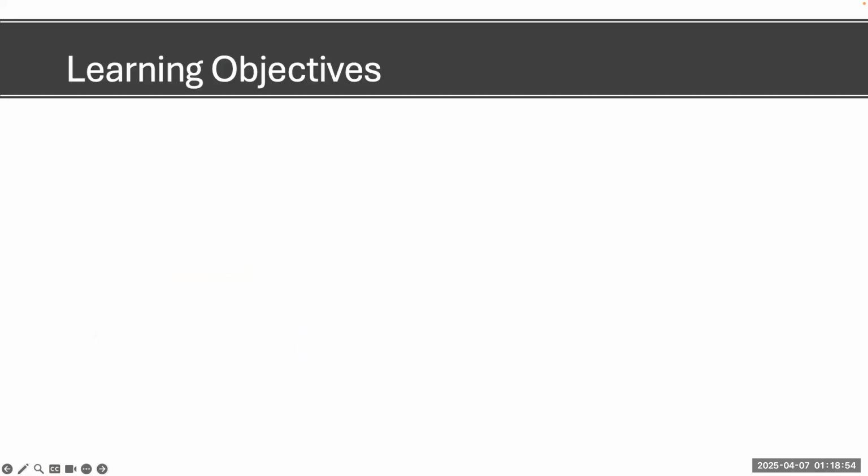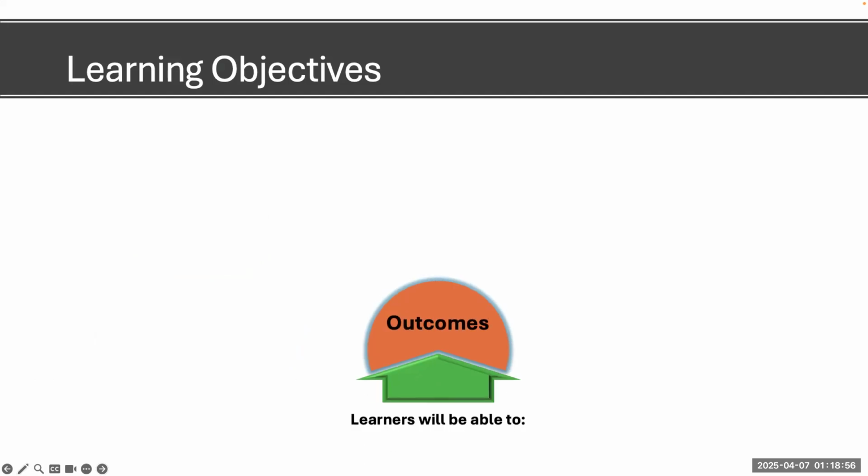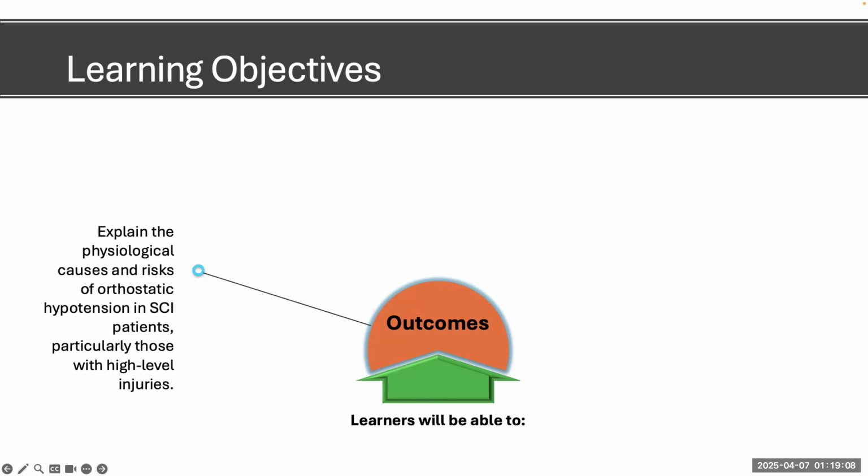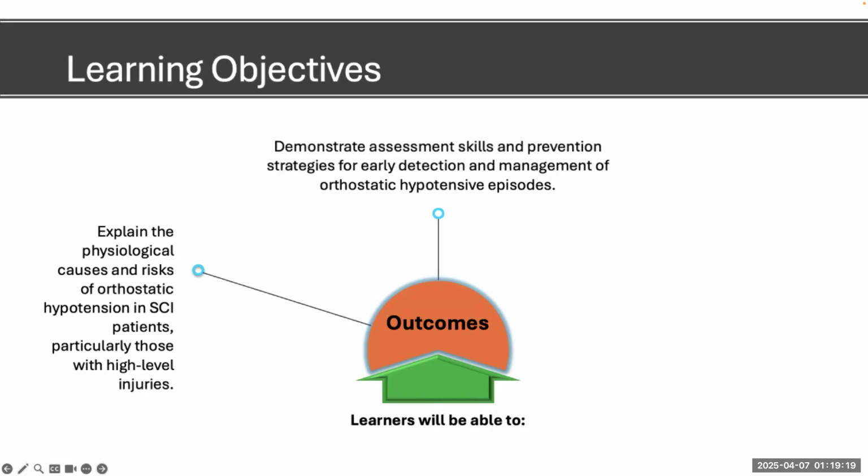The learning objectives for this session are designed to ensure SCI nurses have the necessary competencies to manage orthostatic hypotension, or OH, in clinical settings. First, understanding the pathophysiology of orthostatic hypotension is essential to recognize why patients with high thoracic or cervical SCI are especially vulnerable. Second, nurses must be able to assess early signs, often subtle, and implement preventive strategies such as gradual positional changes, hydration, and compression.